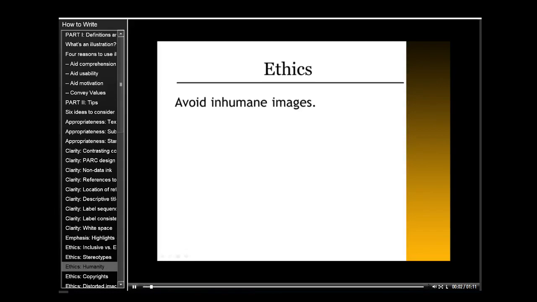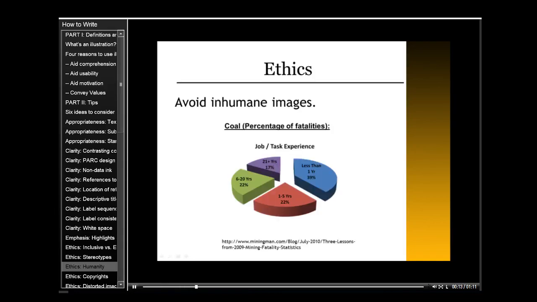You also want to avoid inhumane images. What do we mean by that? We want to bring in the idea that people are involved if there ever are people involved. For example, here's a pie chart showing how the fatalities break down in the coal mining industry. Well, let's see. 17% of the people who died had been on the job 21 or more years. Well, that's very sad, but does it give any idea that this is actually people?